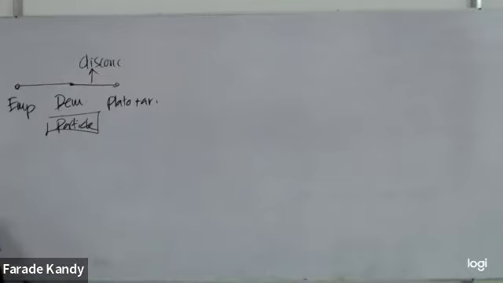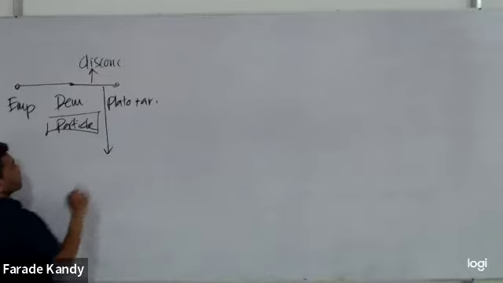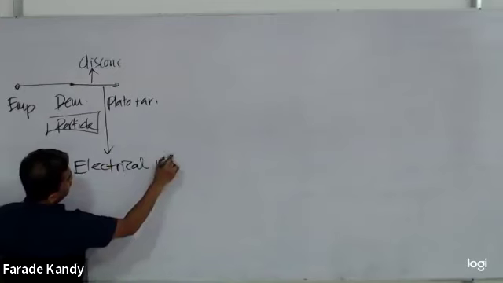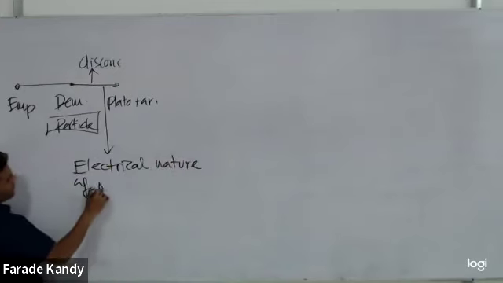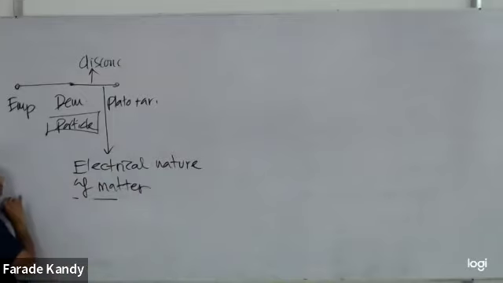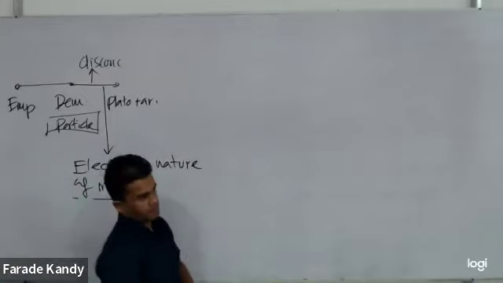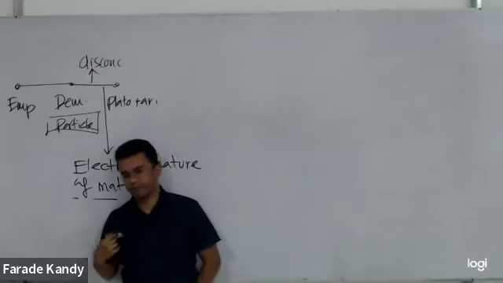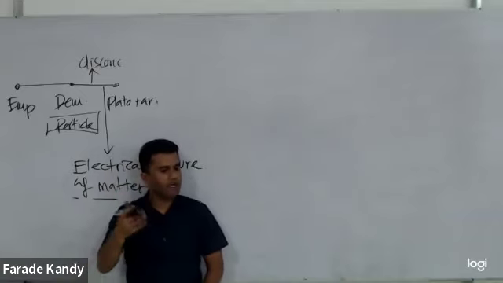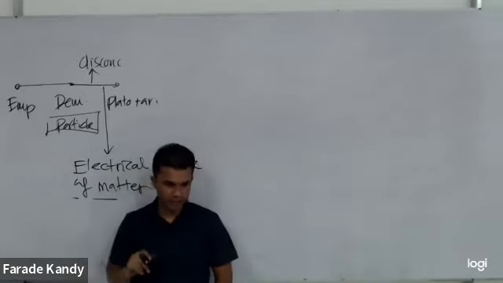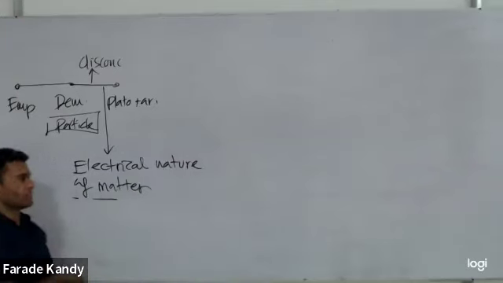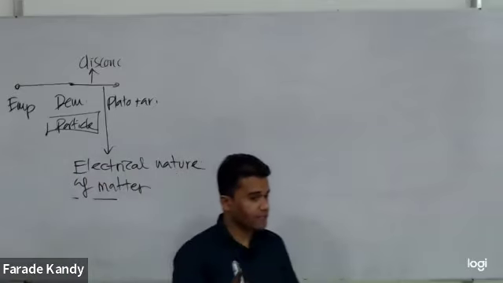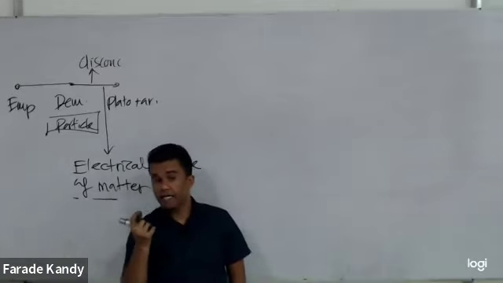Now I'm going to prove that again through another property of matter called the electrical nature of matter. What is that? Have you heard about Galvani? Galvani gave the idea that a collection of charged particles is electricity. There was another person, Stoney. Stoney gave the idea that matter has an electrical nature because matter has a charged particle called the electron.